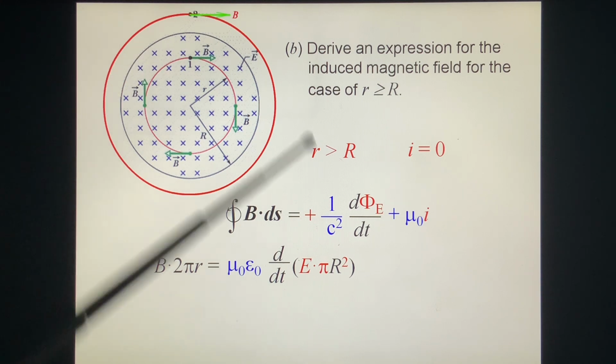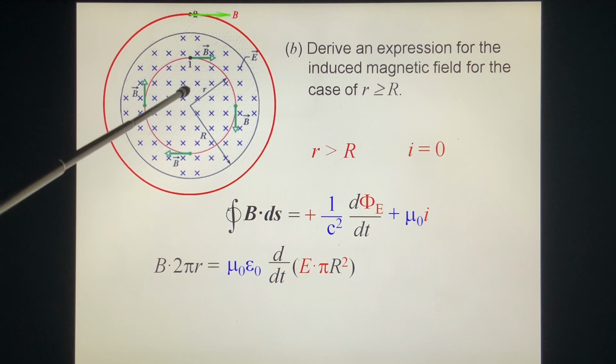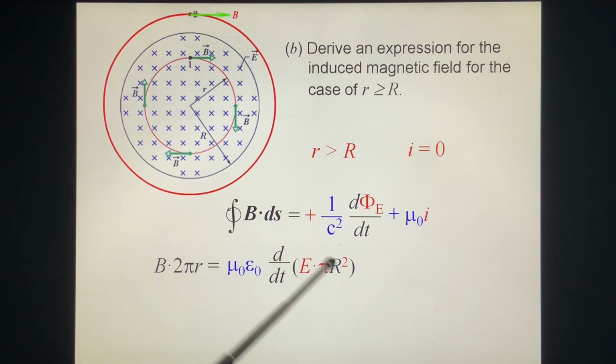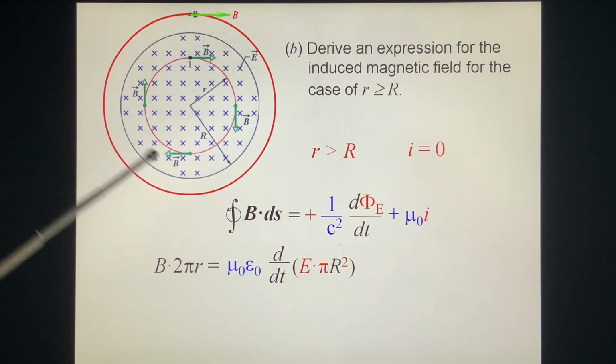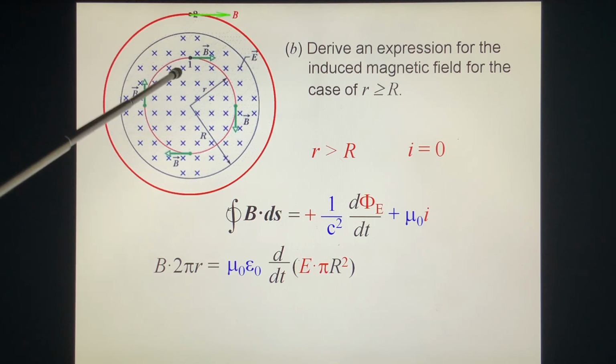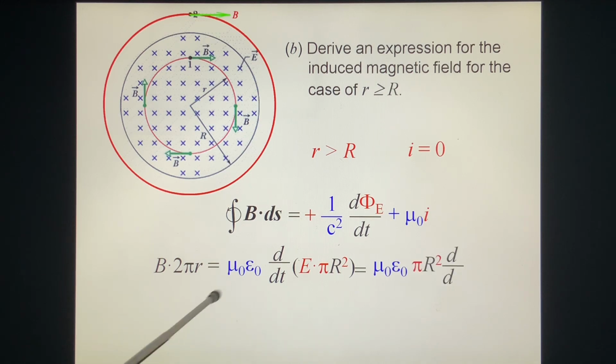And then we see the phi e. Now, in this case, it's different from inside, because whatever r changes, the electric field is only limited here. So the phi e equals E pi R squared, a constant number, as long as E is constant. This is a constant number, nothing to do with r. Then we get B.